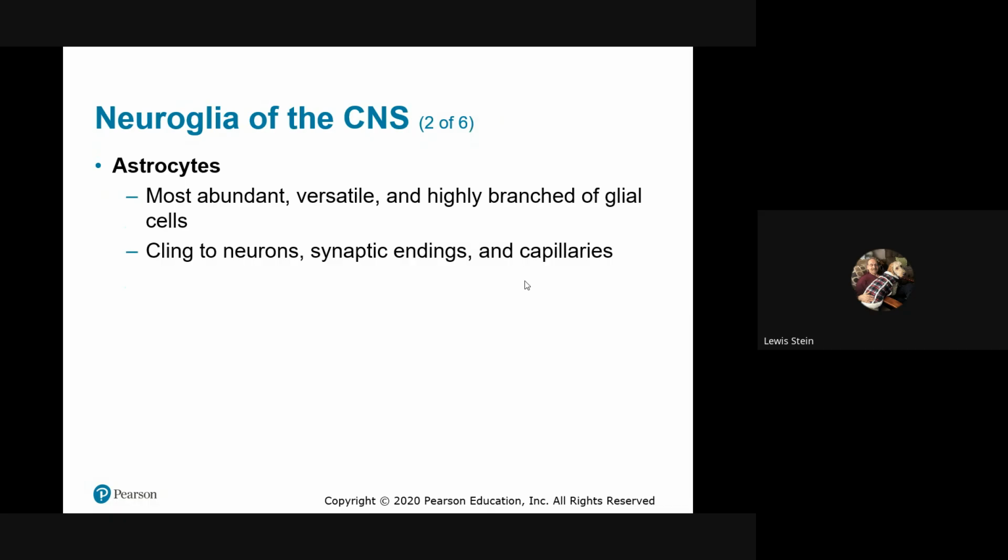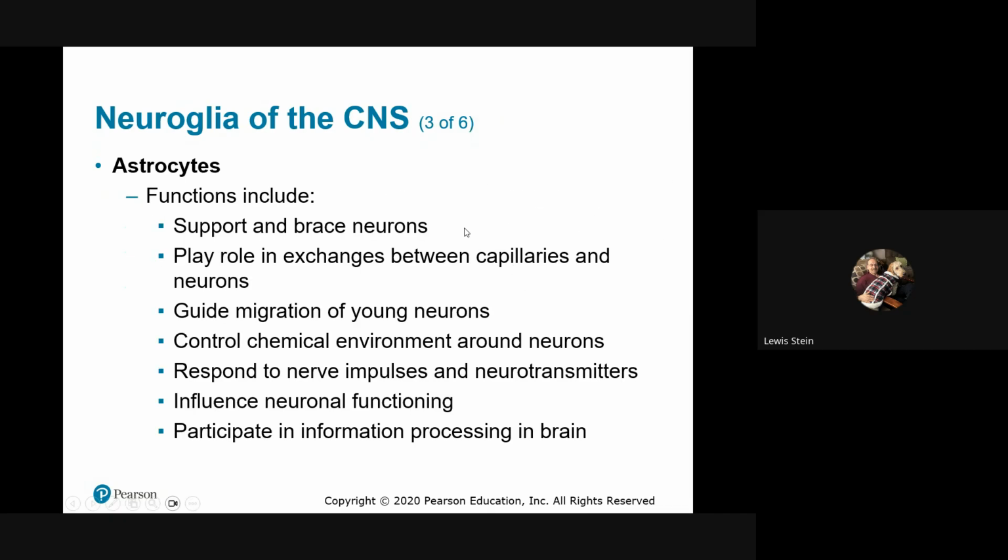After that, you'll see what the astrocytes do. So they're supportive in nature. The role of exchange you will see demonstrated more graphically. They play a role in development. They play a role in whatever is allowed to encounter nerve cells. So they play a role in limiting things that can go there. They can be altered by nerve impulses and neurotransmitters. They're influential in their function, and they even play a role, because of all of this, in information processing. They are big players, and there's more of them than any other.